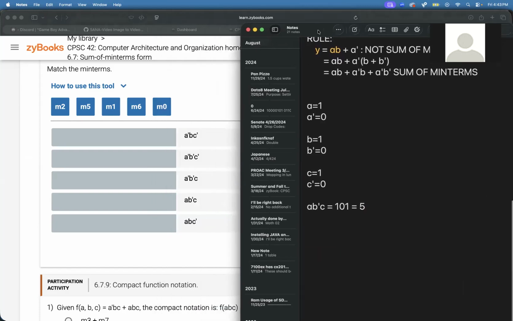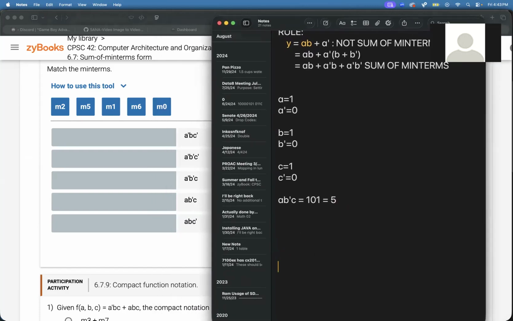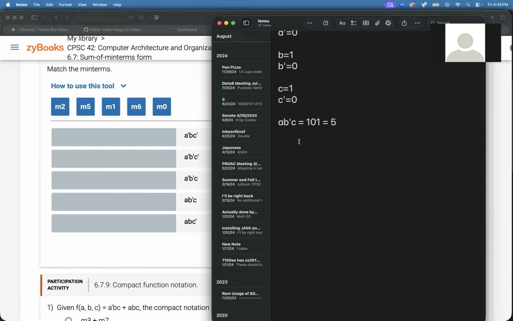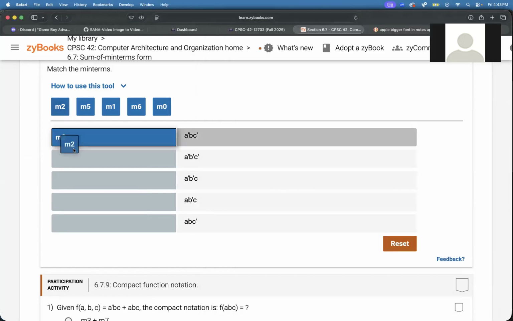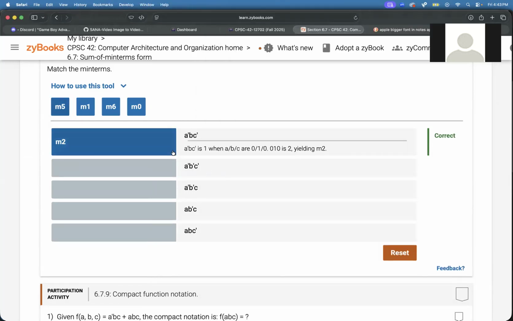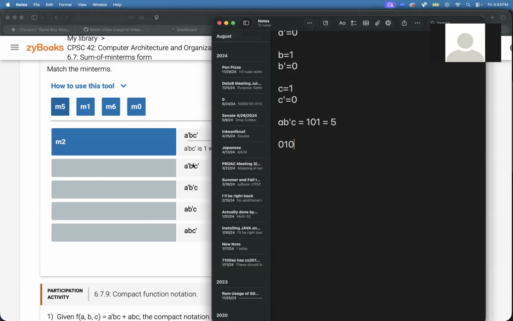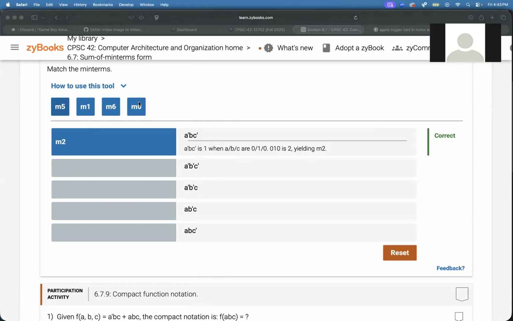So like let's see, just gonna try to get higher in here. Right. So this one right here, not A, B, not C. So what number is that? Right? 0, 1, 0 is 2. So this should be M2 if we did that right. Next one, not A, not B, not C. That is 0, 0, 0, which of course is 0.